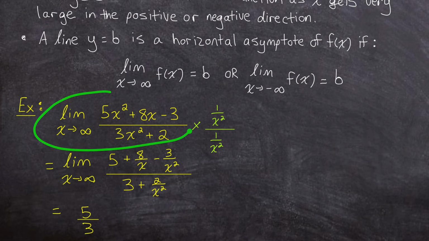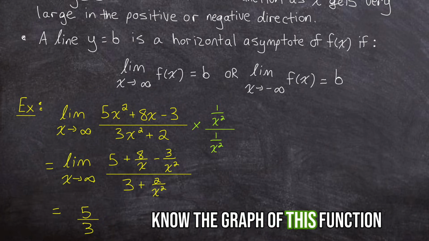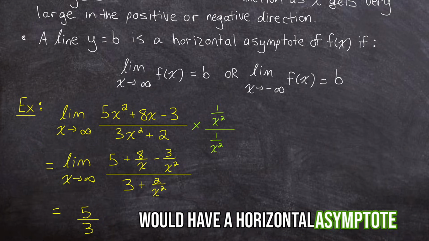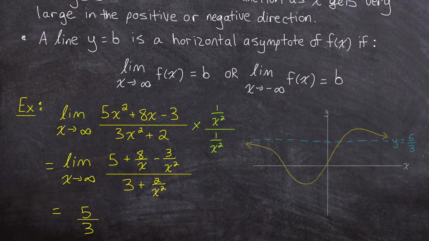And because this infinite limit equals this finite value 5/3, I know the graph of this function would have a horizontal asymptote at 5/3. Let me show you what that graph would look like roughly. Now this is just a rough sketch, but you can see that as x approaches both negative infinity and positive infinity, the y values of the function seem to be approaching this horizontal line, its horizontal asymptote, y equals 5/3.